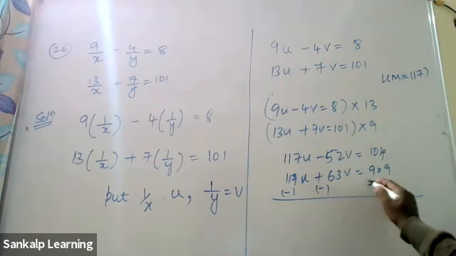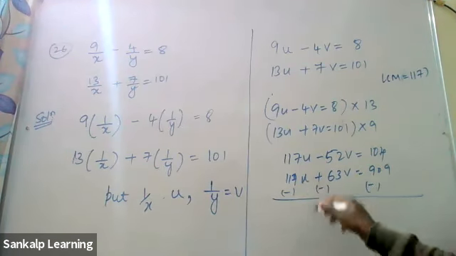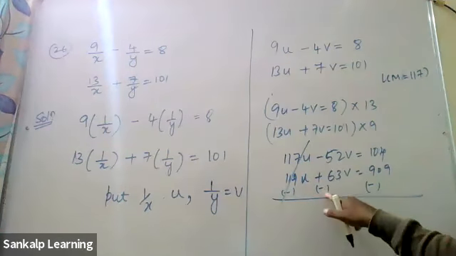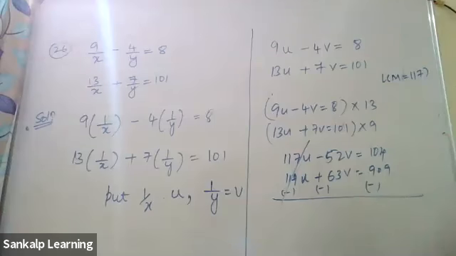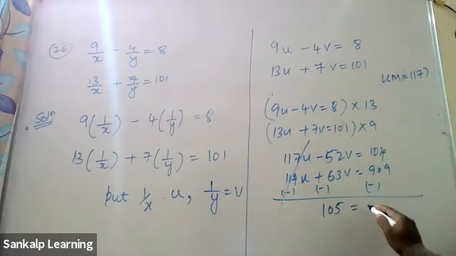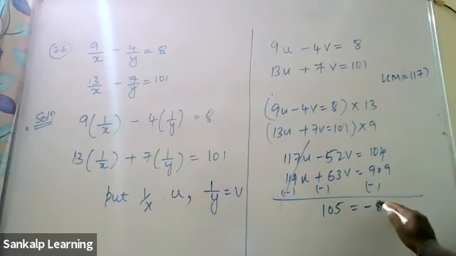Minus, minus, minus. Wherever there is plus it becomes minus, wherever there is minus it becomes plus. The 117u gets cancelled. Here minus is there, the new sign is also minus. Both are minus. We have to add it. If you add it, you will be getting 105, I guess, if I am not wrong. 105v equal to minus 805.